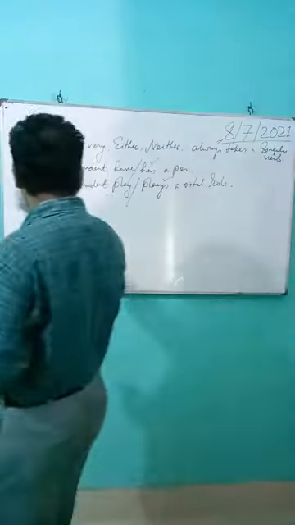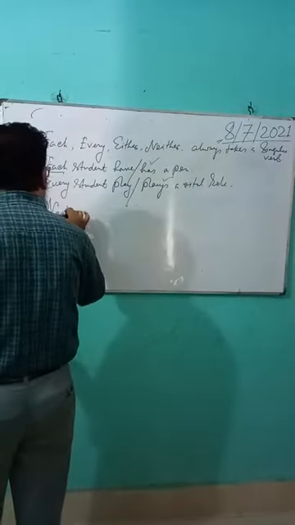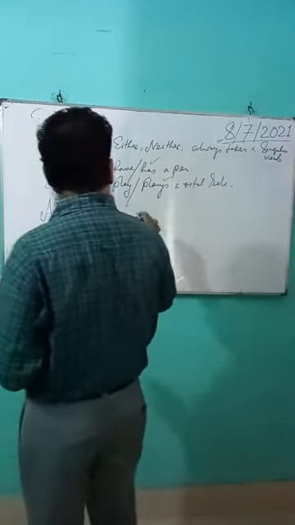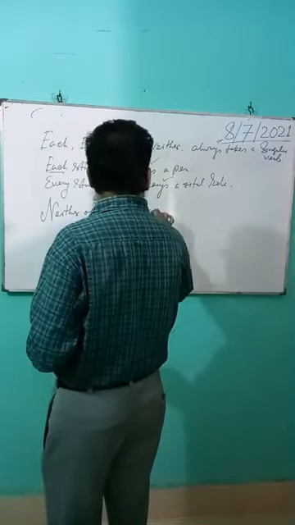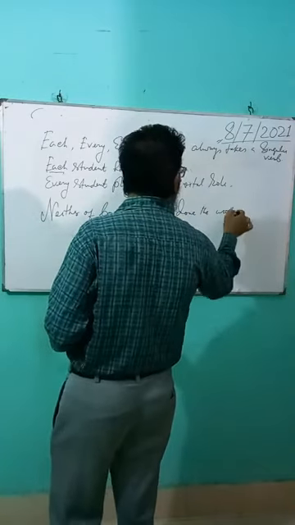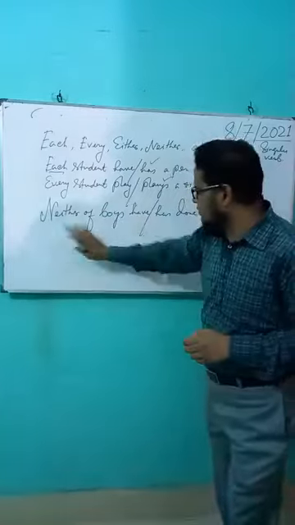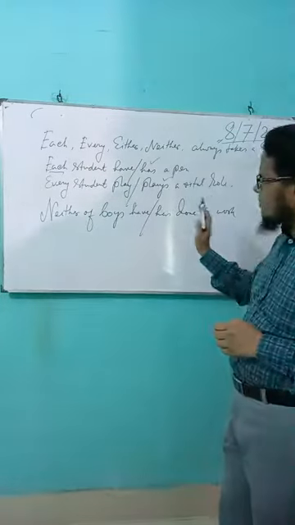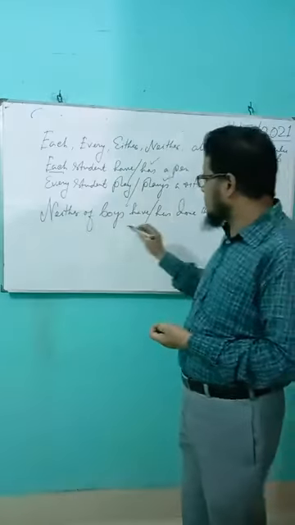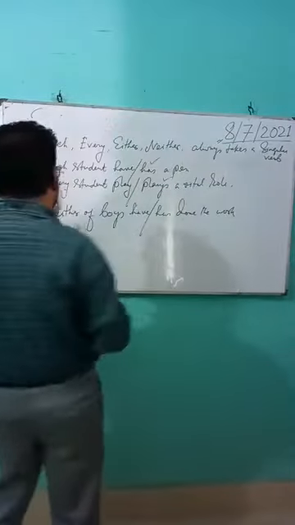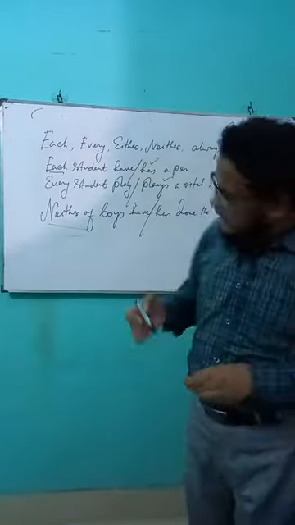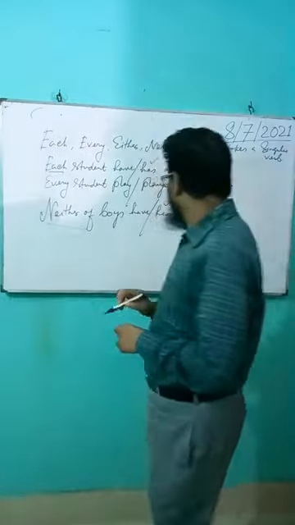Again, neither of the boys have or has done the work? Neither of the boys. Actually, the verb must agree with the subject, not the noun phrase or noun in the sentence. And neither is always singular. Neither of the boys. So neither of the boys has done the work. Just has will be correct here.